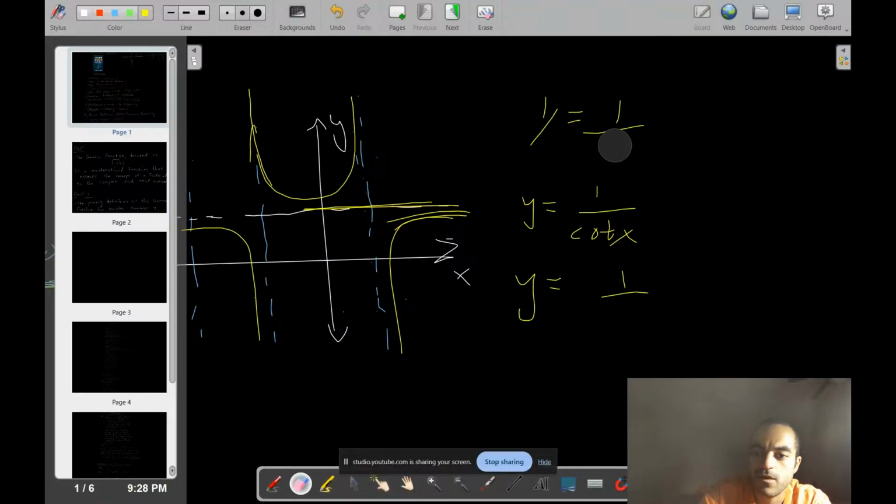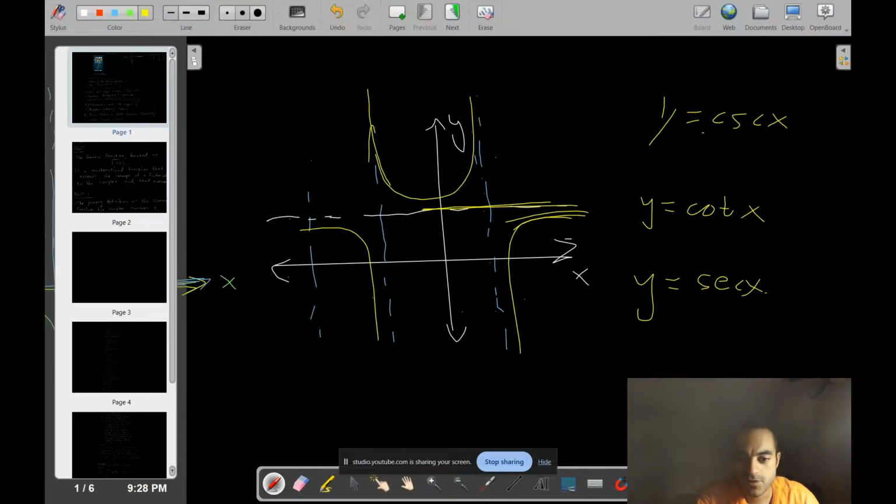I should be saying that. Y equals cosecant x, y equals cotangent x, and y equals secant x. My mistake, being silly. The graphs are similar to the one I've drawn.